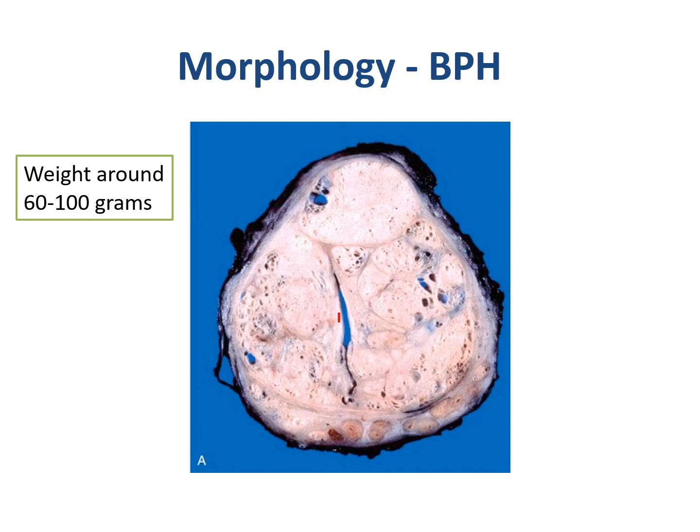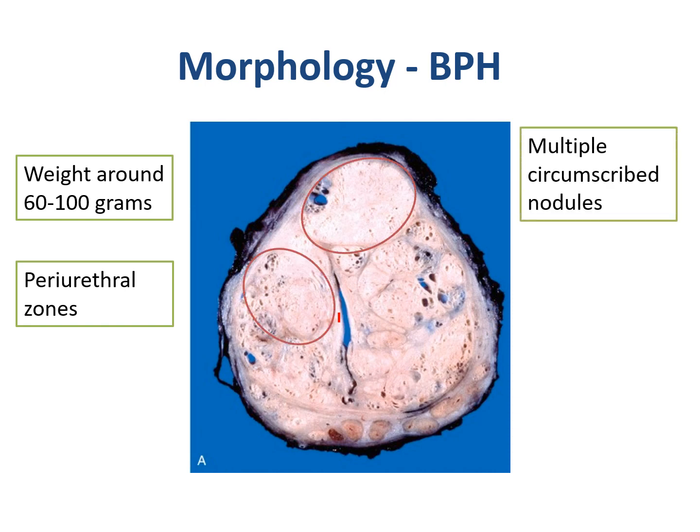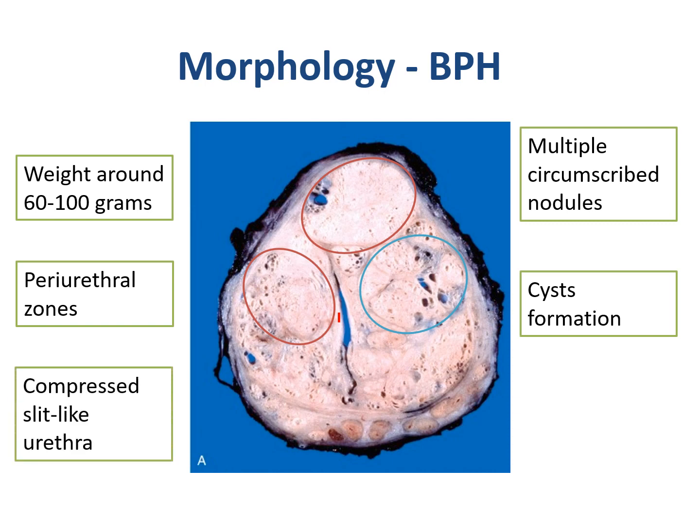The weight of a normal prostate is around 20 grams. So in BPH, this can be increased significantly to around 60 to 100 grams. The process is periurethral in location. They often form nodules of varying sizes, but they can be quite circumscribed. In addition to that, you can also see some cyst formation. But what is important to note is that because all these processes are periurethral, they tend to compress on the urethra. So you can see the urethra is now just a slit-like space, and that can impinge on the urinary flow, and that would explain a lot of the urinary symptoms that these patients may present with.